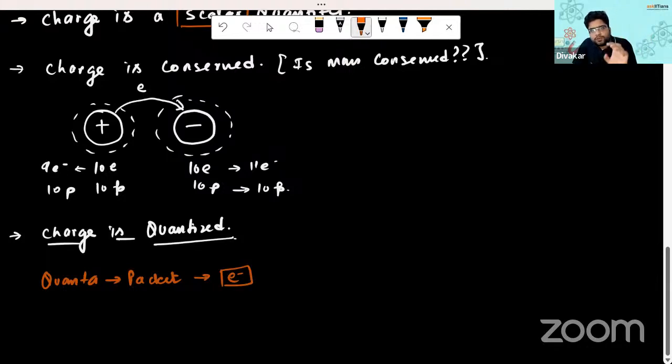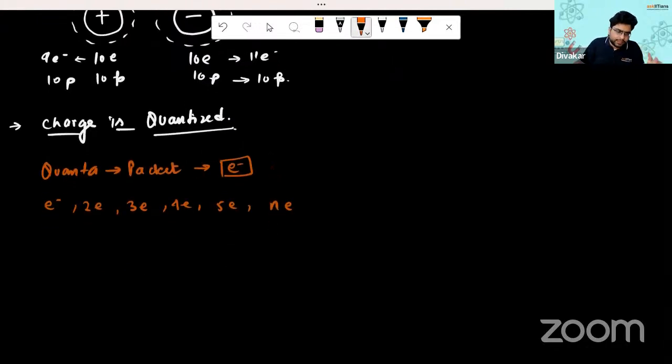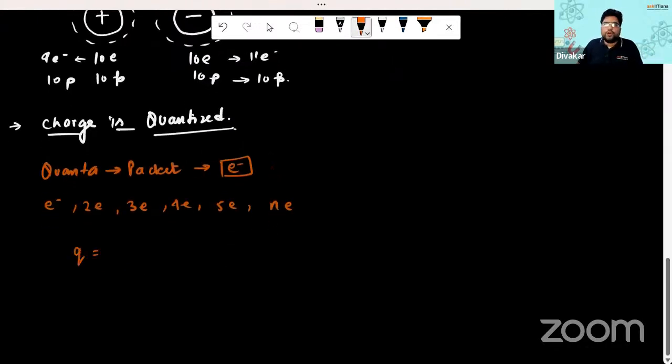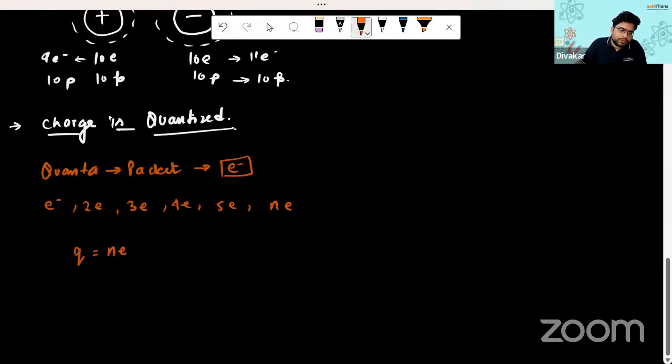So if charge is quantized, you can transfer 1 electron, 2 electrons, 3 electrons, 4 electrons, 5 electrons, or n number of electrons. So can I say the charge on any body, Q, will always be equal to the charge on 1 electron, 2 electrons, 3 electrons, 4, 5, 6 electrons, or n number of electrons.